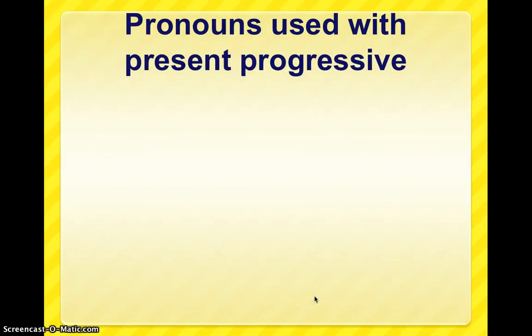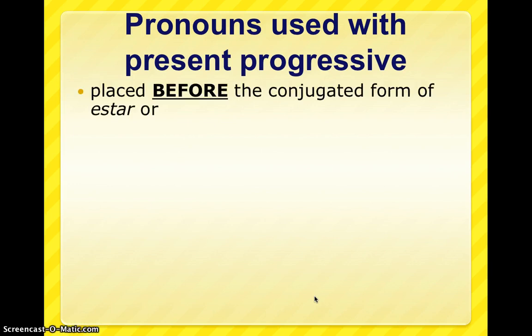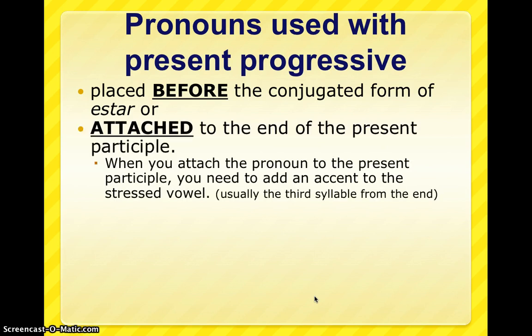So now that we know how to conjugate regular and irregular verbs in the present progressive, what about reflexive verbs? We've been talking about reflexive verbs, and we know that we have to put that reflexive pronoun somewhere when we conjugate our verb. And in the present progressive, we still have to do something with it. So we have two options. Our first option, we can place that reflexive pronoun before the conjugated form of estar, or we can attach it to the end of the present participle.